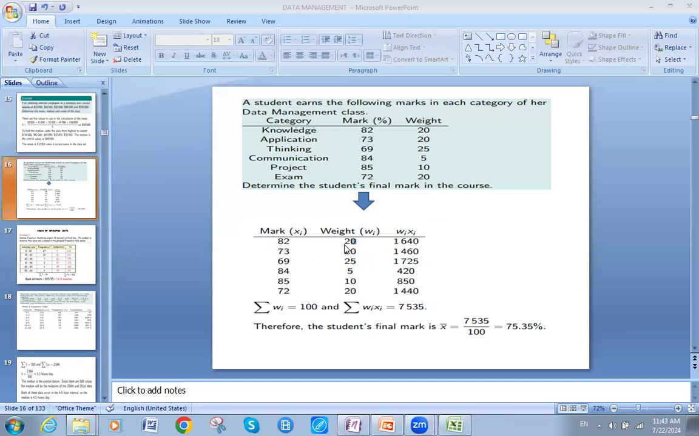So 82 times 20% will give me 16.4, and the other ones likewise. Then I will add them up. It will give me 75.35 at the end. This is for the weighted average.